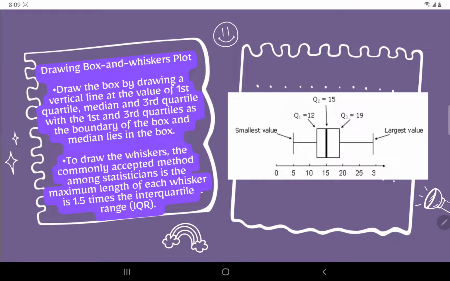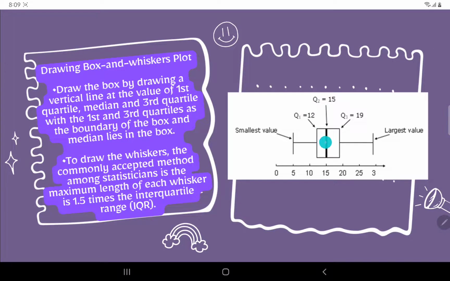So this is the example of a box and whisker plot. We have a vertical line here. Okay, vertical line. This is vertical line, vertical line, vertical line. Here also vertical line and vertical line. Okay, this is the box. Okay, the vertical line inside the box represent the location of median value, which is the Q2.